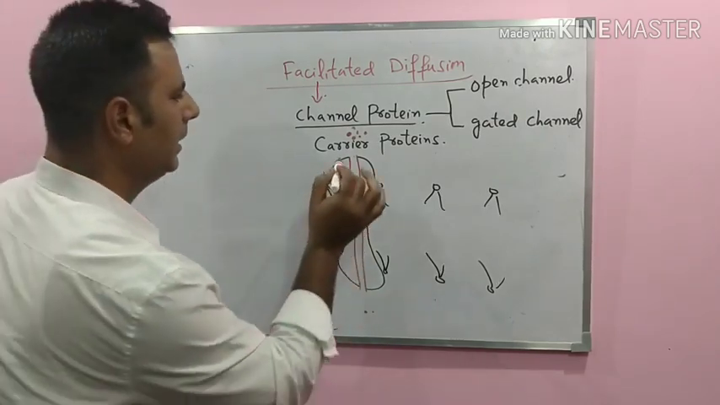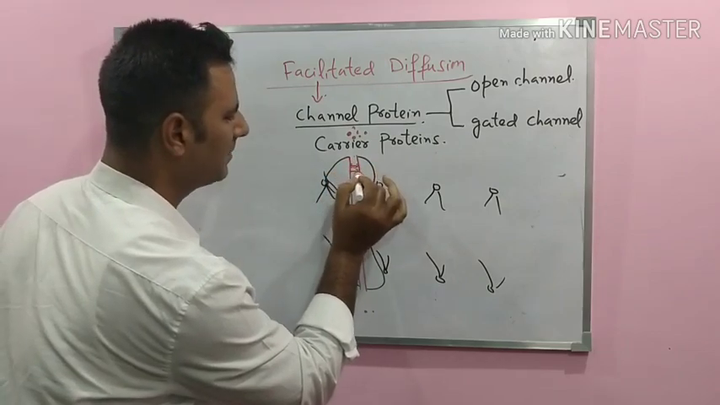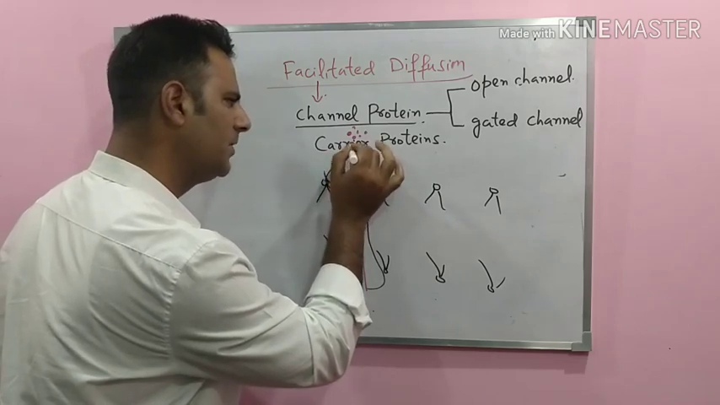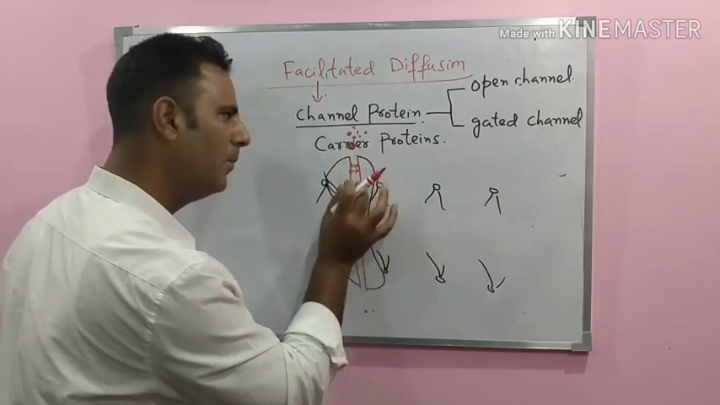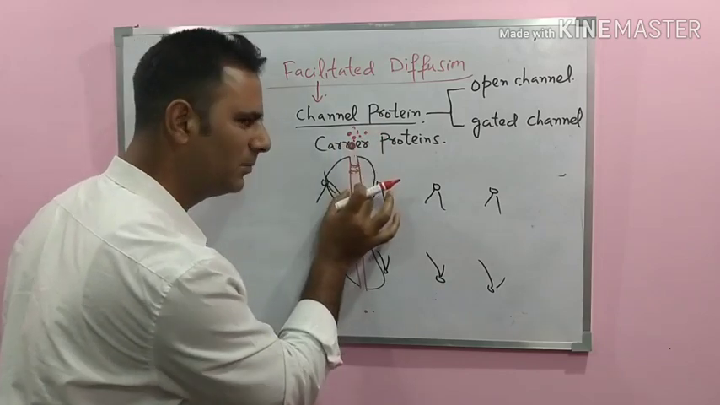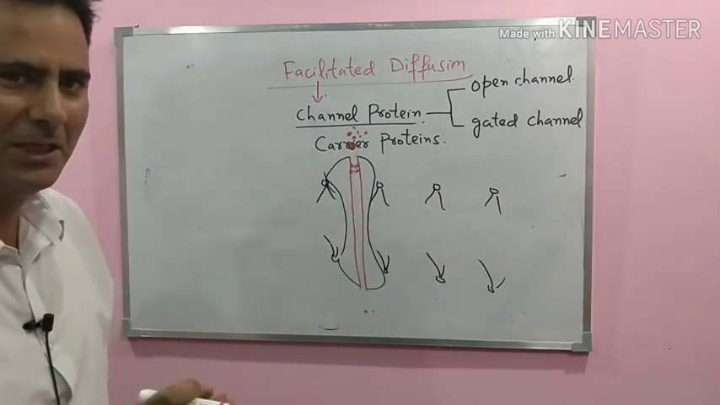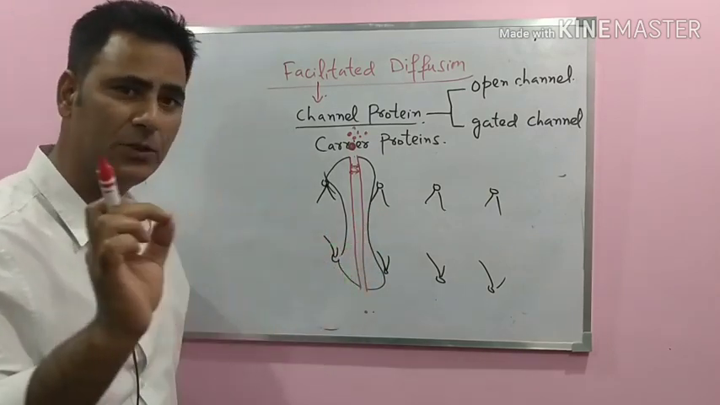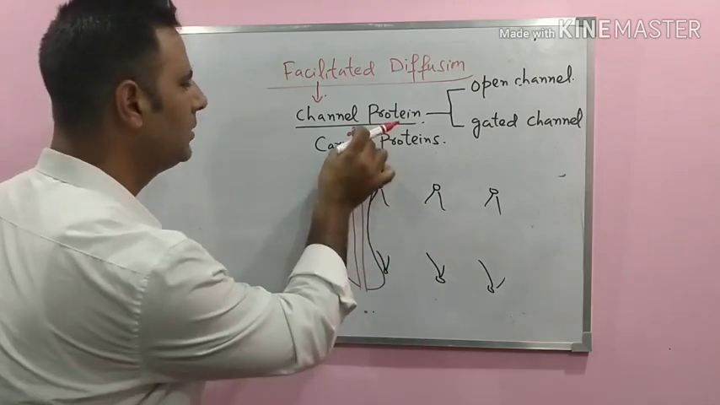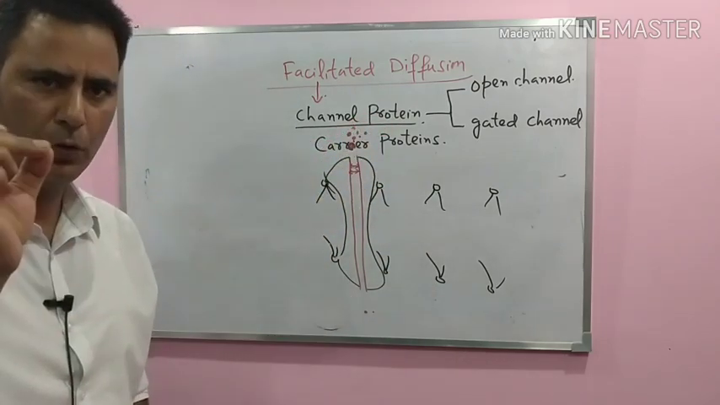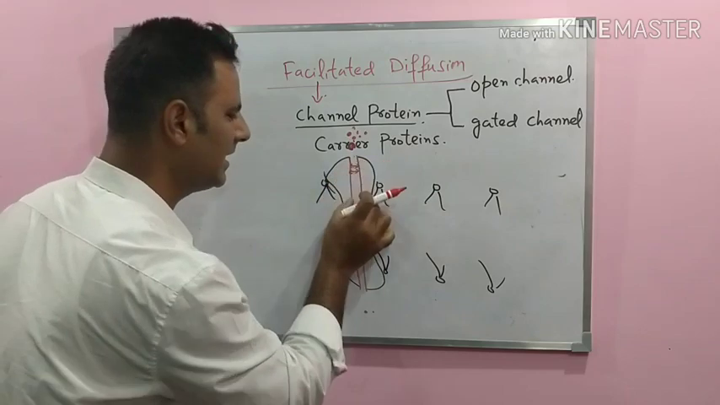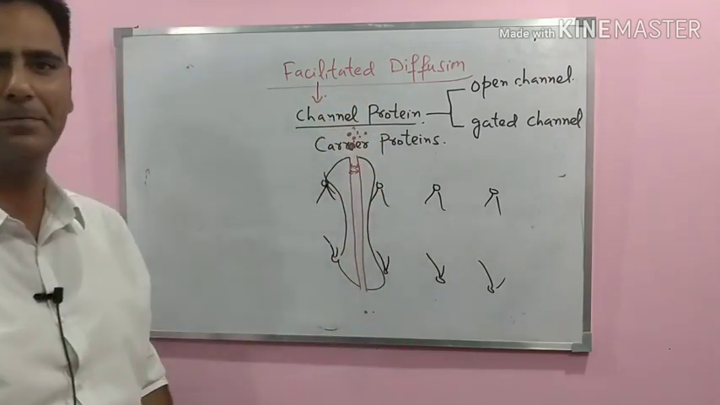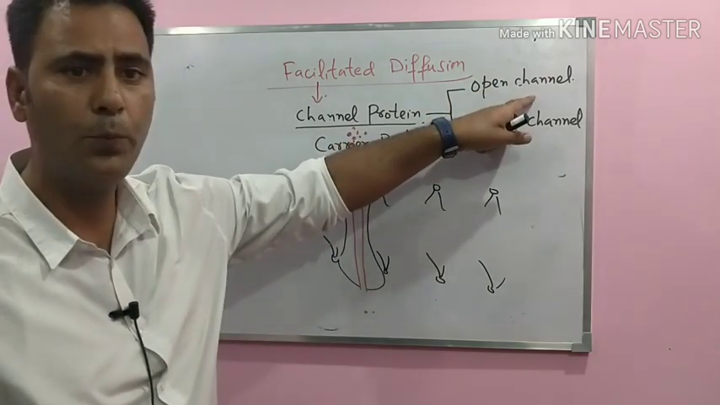Subpacific in the sense, if we see, the channel has some dimensions, and the dimension of the substance which is going to pass through this channel must correspond with the dimensions of the lumina of this channel. Therefore, we can conclude this type of transport is going to be subpacific. Only subpacific substances whose size corresponds to the size of this channel are going to get transported from this side to another side. Now, this is so far as open channel is concerned.